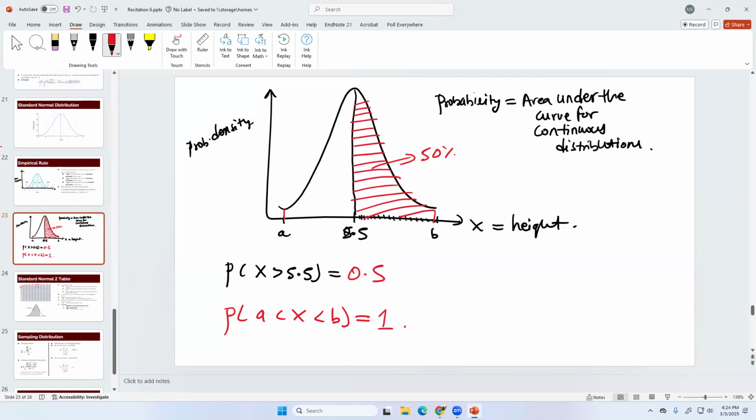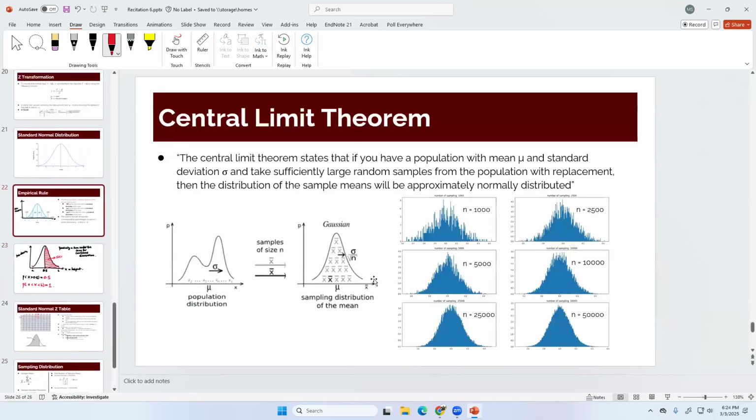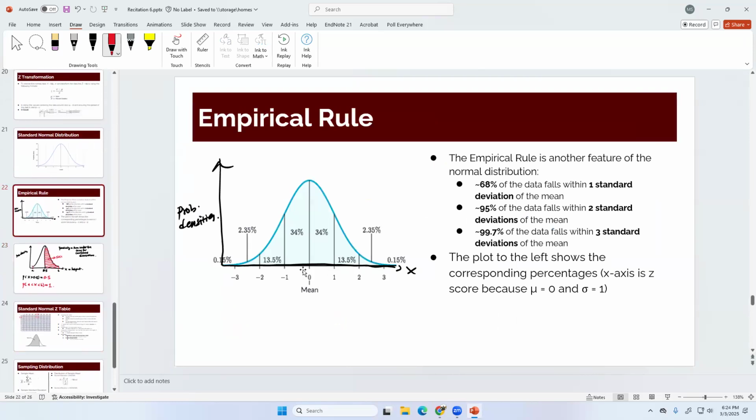So this is important, okay? And that's where the empirical rule comes in. It tells you how much area is covered when you move certain distances from the center, okay?